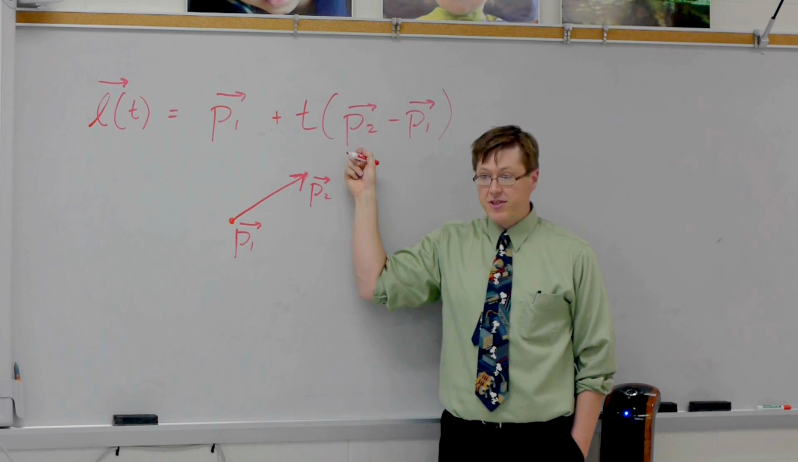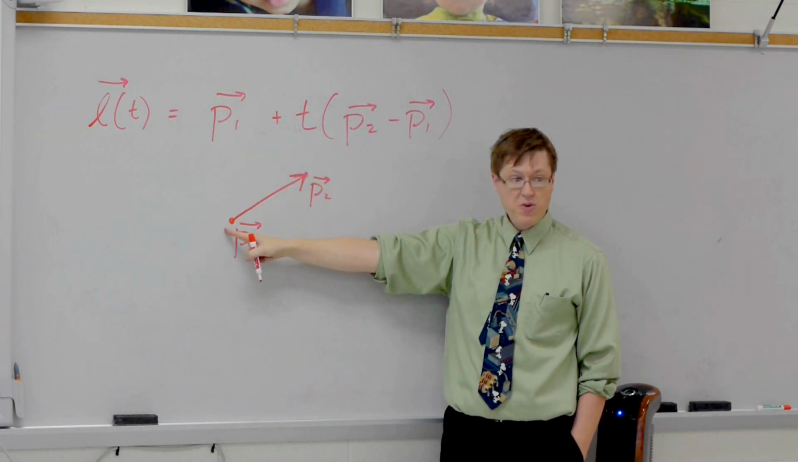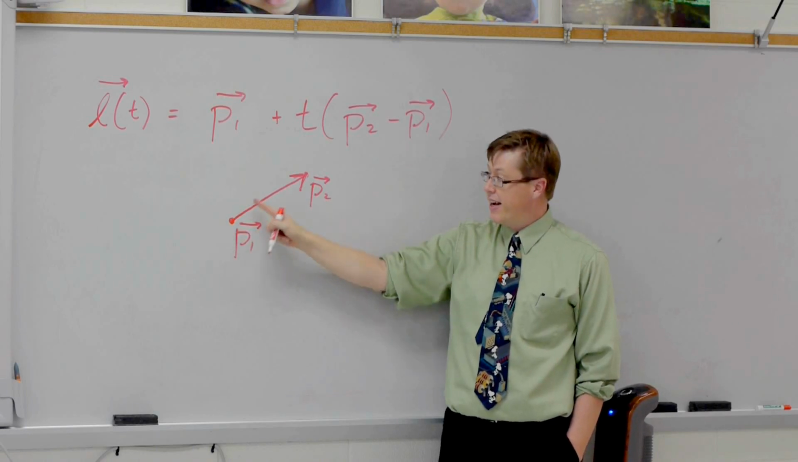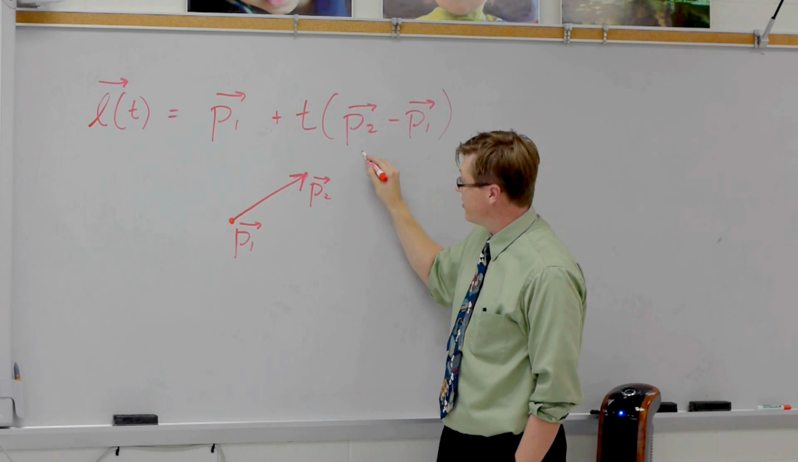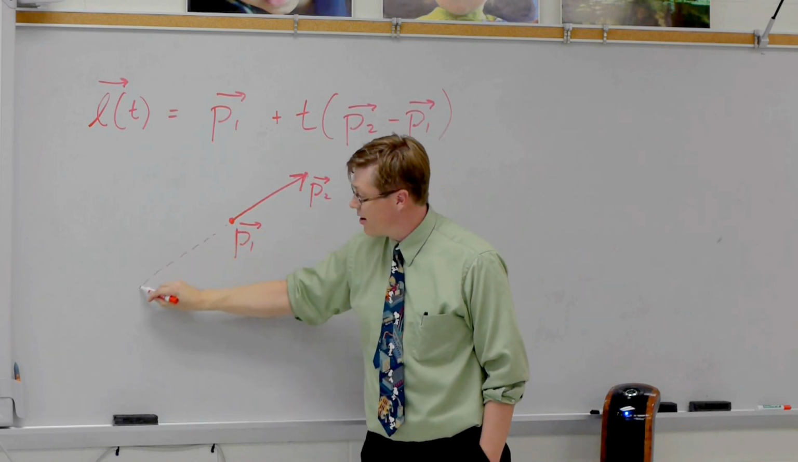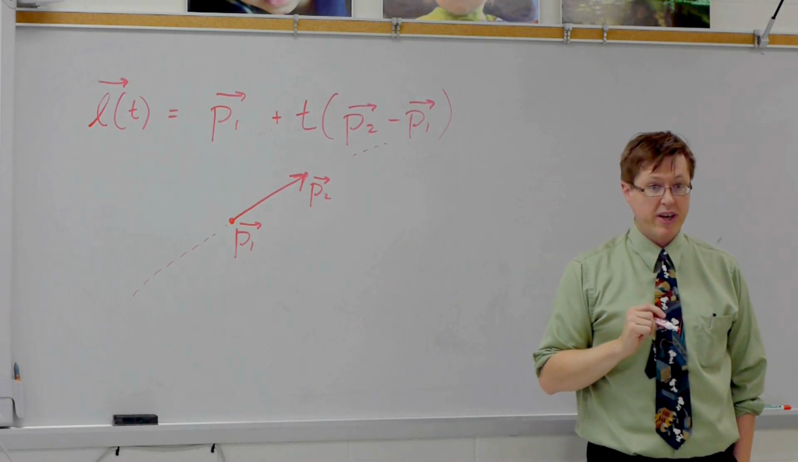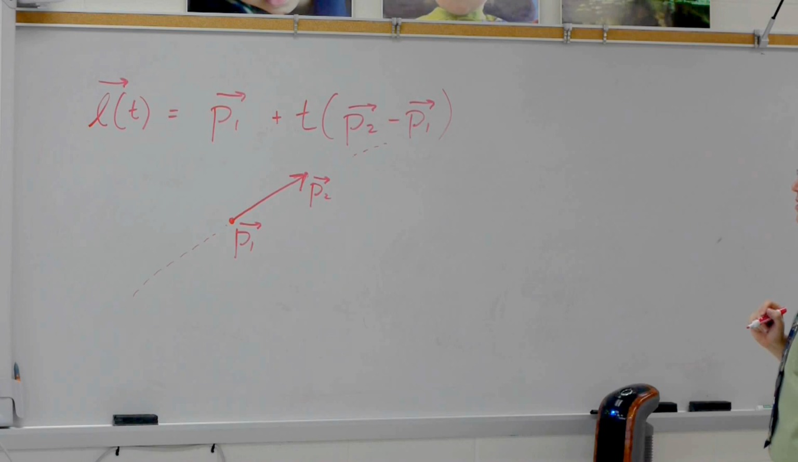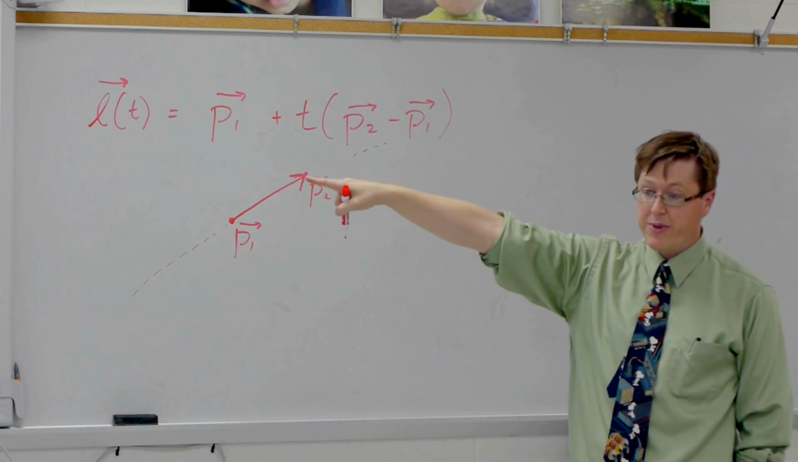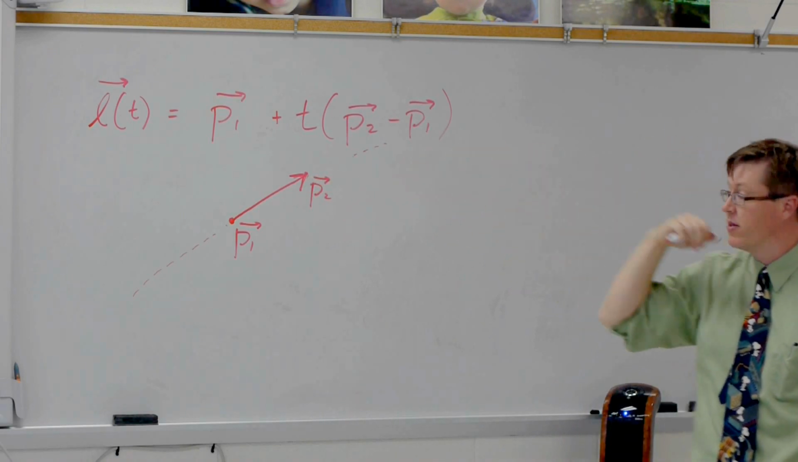The content of this equation is that any point on the line you can get from starting at P1 and adding any multiple of this vector. So you could go out to here, or you could go down to there, and that'll be a point on the line. Which is the same thing I did over there, right? Delta y and delta x, 9 comma 2, is just P2 minus P1.